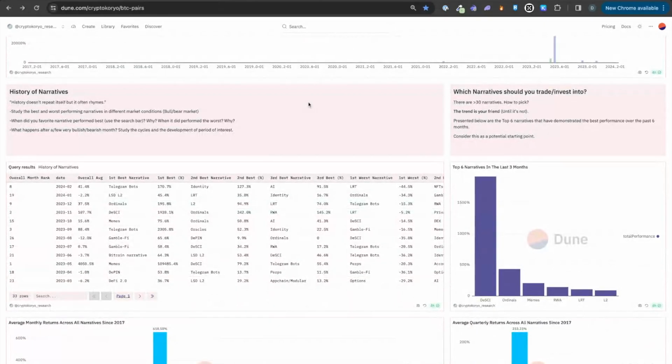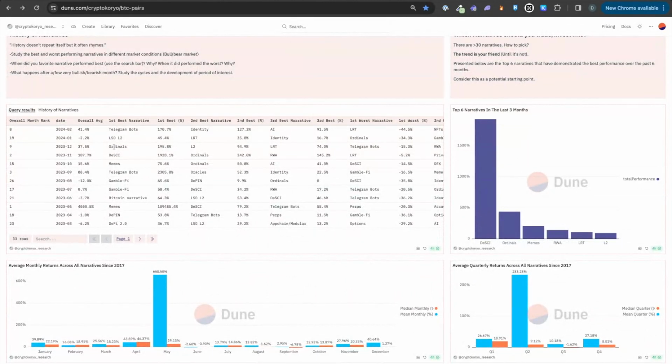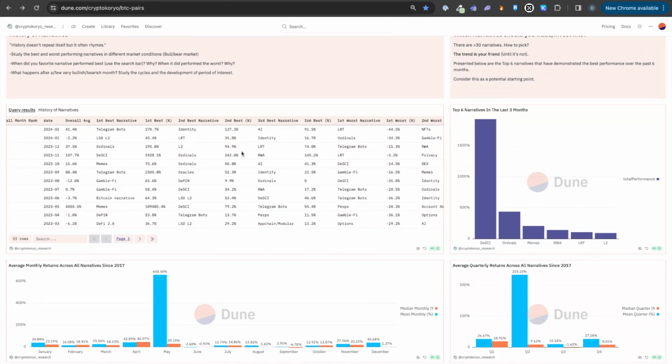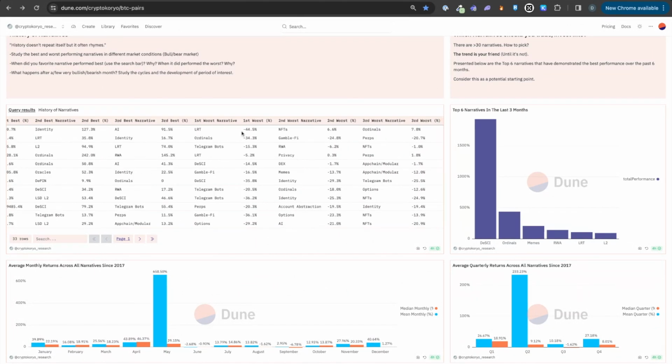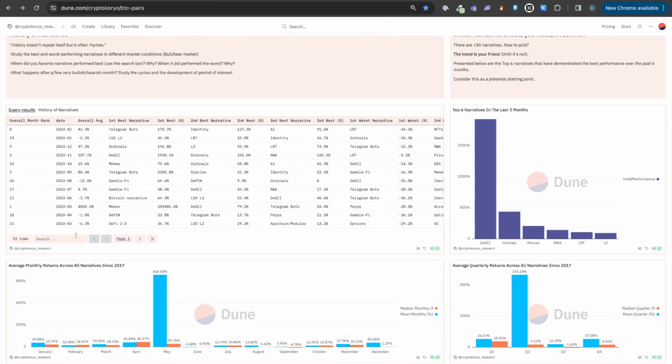Here is one I like a lot. It's the history of narratives, and it tells you the three best performing narratives and worst performing narratives of each month. For example, you should ignore the first row because for now, at least, you need to wait for the month to close for this to be relevant. But that was a small note.